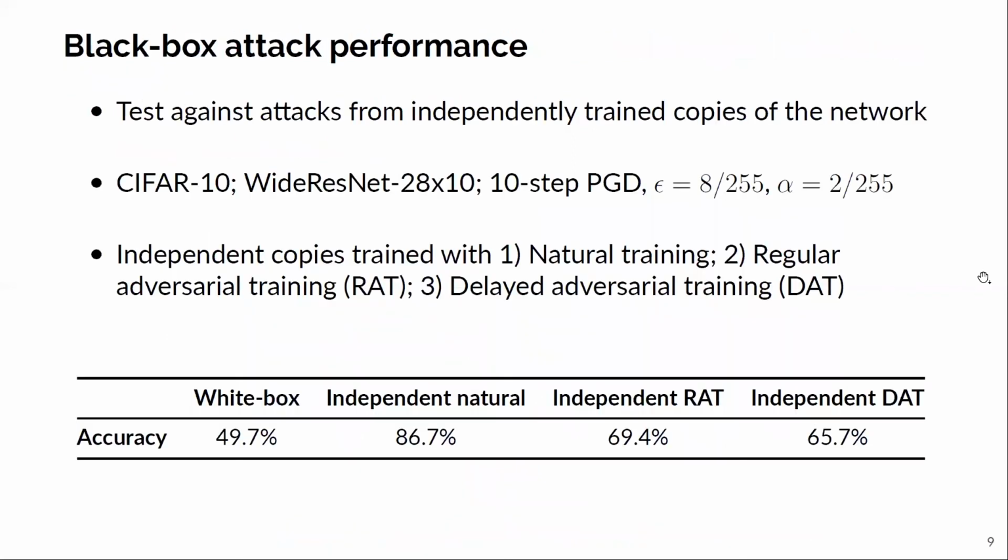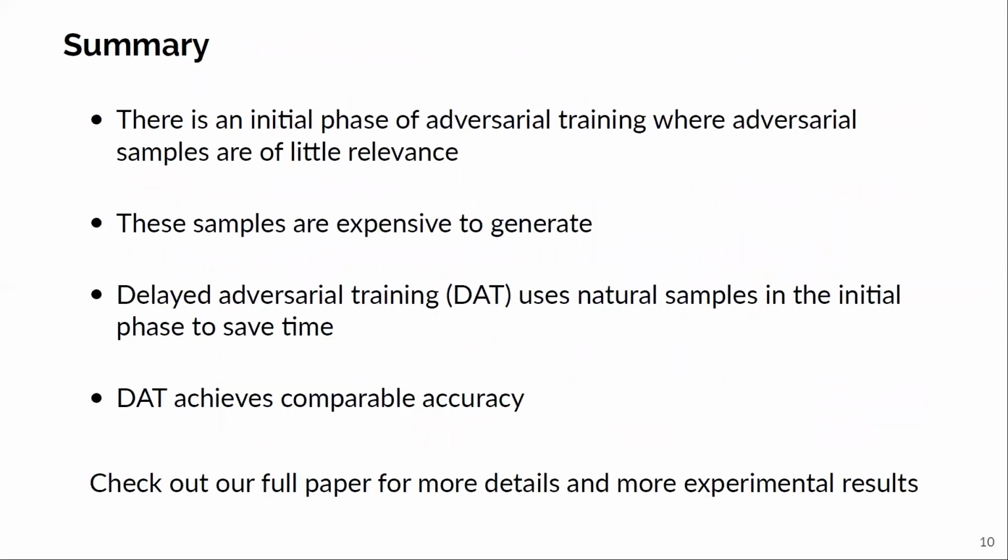We also verify the black box attack performance. We generate test samples from independently trained copies of the network, copies that are trained using natural training, regular adversarial training, and delayed adversarial training. And consistent with the literature, the black box attacks deliver higher accuracy, and the naturally trained independent copy delivers the highest accuracy.